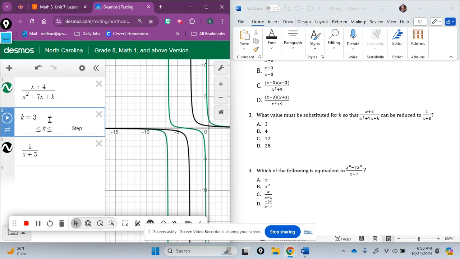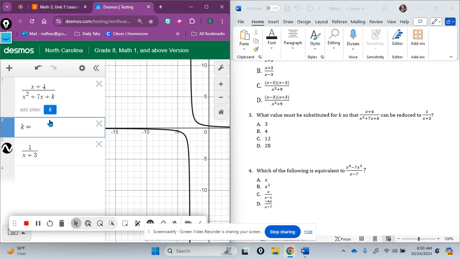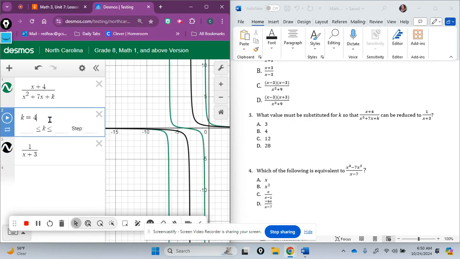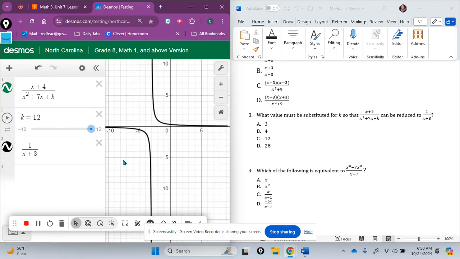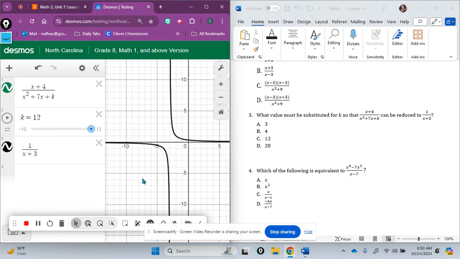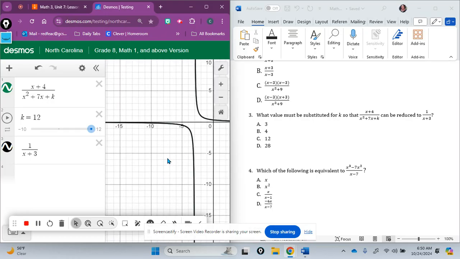Okay, so K is 3 for A. As we see, the green and black are not overlapping, so 3 is not my answer. B was 4. We type in 4. Same thing. It didn't overlap, so that's not my answer. And then if we type in 12, which is C, now they completely overlap. There's no more green and black. We just have one complete graph, which is the black. And then if we move the graph around, we can see that there's no more green showing anywhere, so it completely overlapped. So 12 is your answer, so the answer should be C, okay?